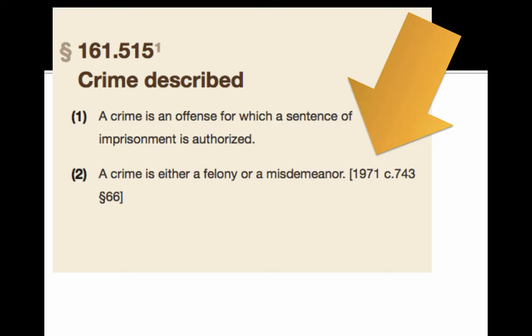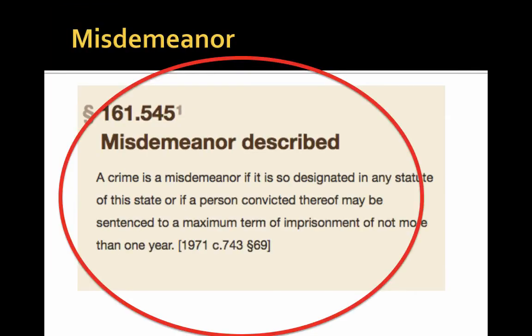All right, so first of all, we have to know what a crime is. A crime is either a felony or a misdemeanor, and it's an offense for which a sentence of imprisonment is authorized. You will have to know this. This is very important. What is a misdemeanor? Well, a crime is a misdemeanor if a person convicted of it is sentenced to a maximum term of imprisonment in jail of no more than 1 year.